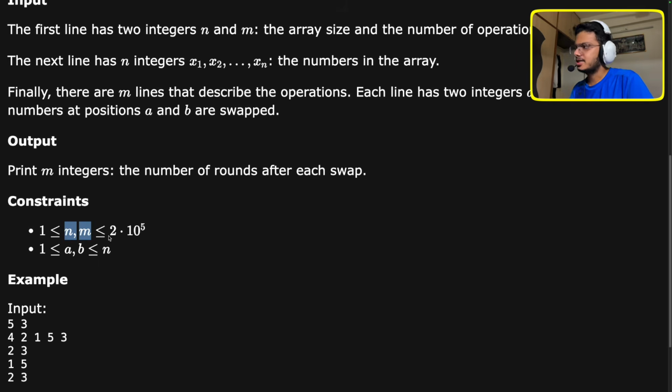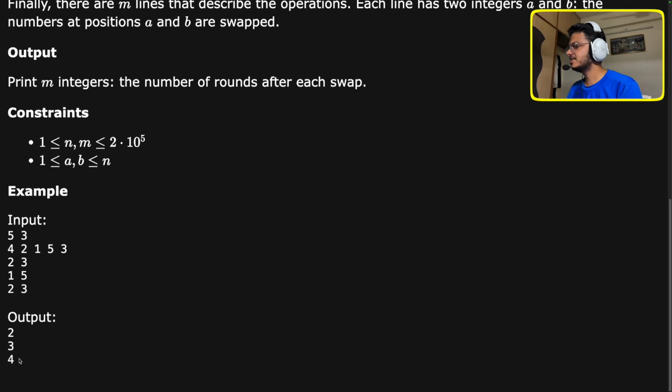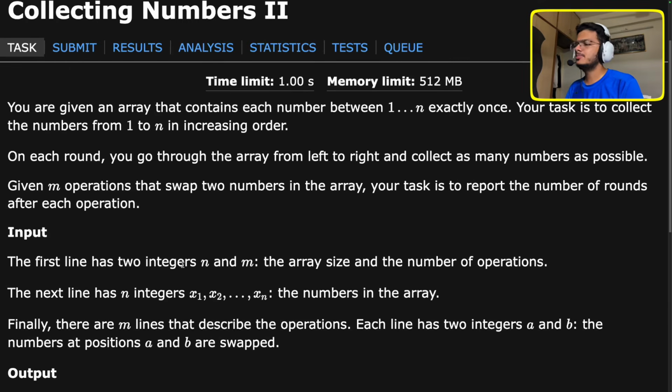The constraints are pretty modest. n and m are both as high as 2 times 10 to the power 5, and a and b, the positions of elements that need to be swapped, are between 1 and n. The example test case we can discuss when we discuss this question a bit more on the iPad. But I guess that's about the question. Let's go on to the iPad and try to approach this question.